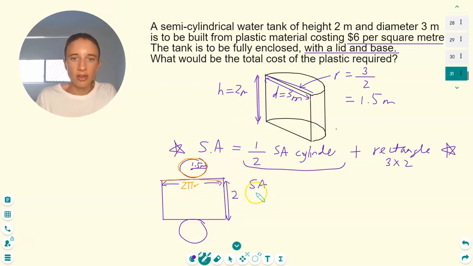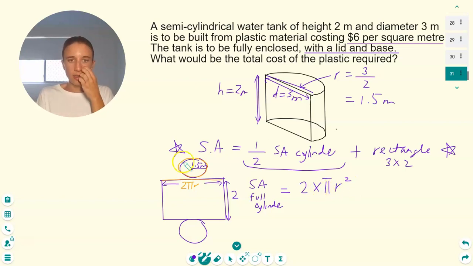So this is going to be the surface area of a full cylinder, and after we've calculated that, we're going to split it in 2 since we just want the semi-cylinder. So let's do it. Surface area of a full cylinder: that's the area of the 2 circles, which is 2 pi r squared, because the area of a circle is pi r squared and we've got 2 of them. Then we add on the area of the rectangle. The rule for the area of a rectangle is length times width. The length here is 2 pi r, and the width is 2.